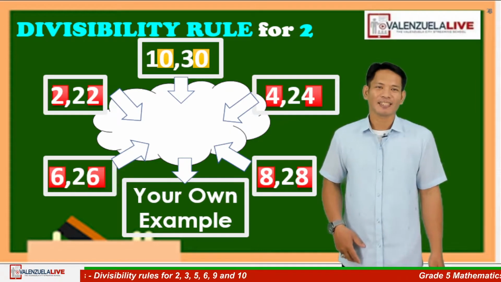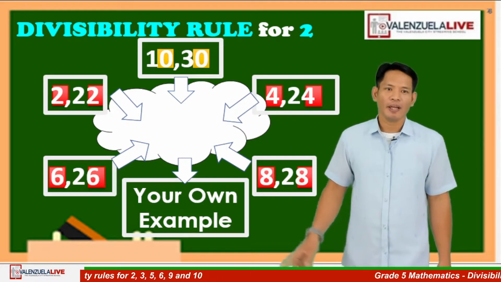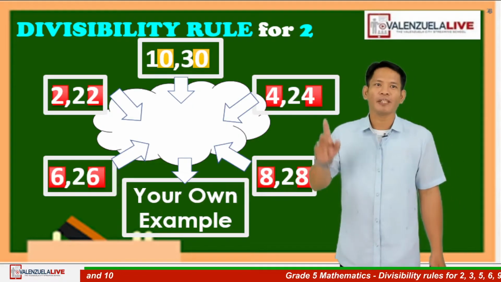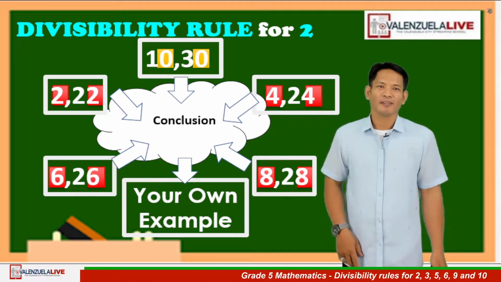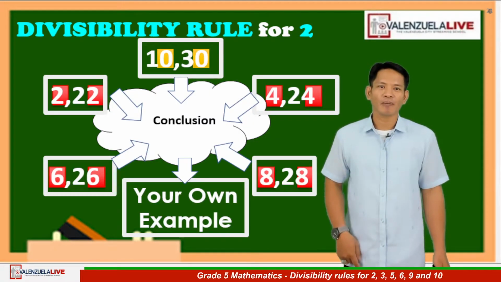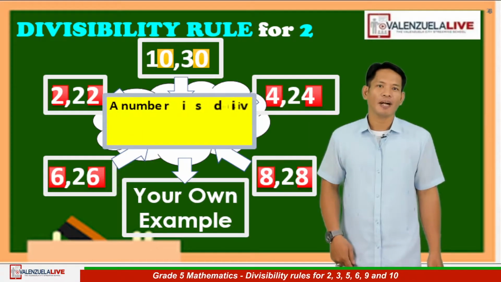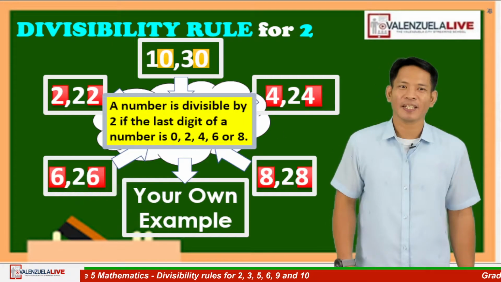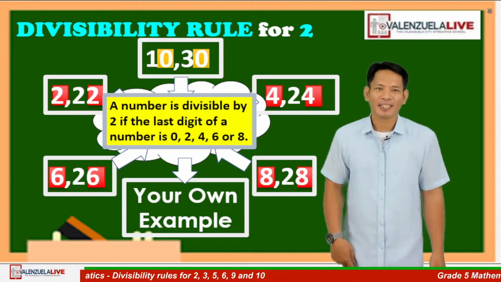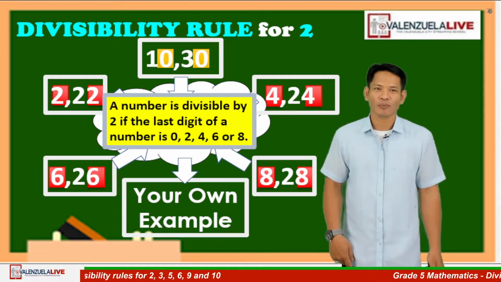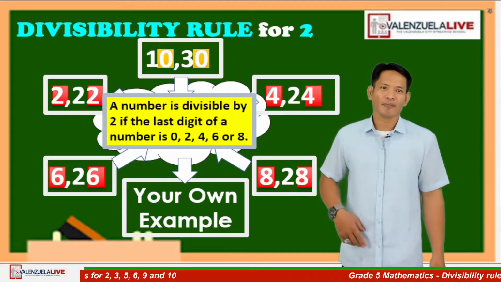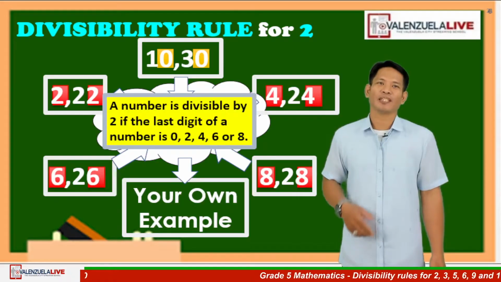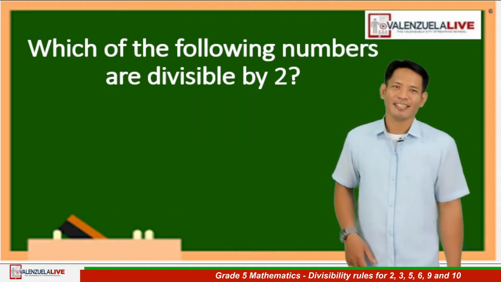Okay. So based from the given examples and from your own example, grade 5, what can you say about the divisibility rule for 2? When is a number divisible by 2? Of course, a number is divisible by 2 if the last digit of the number is 0, 2, 4, 6, or 8. So we are going to look at the last digit. If the last digit is 0, 2, 4, 6, or 8, it is divisible by 2. Okay, let's have an activity.